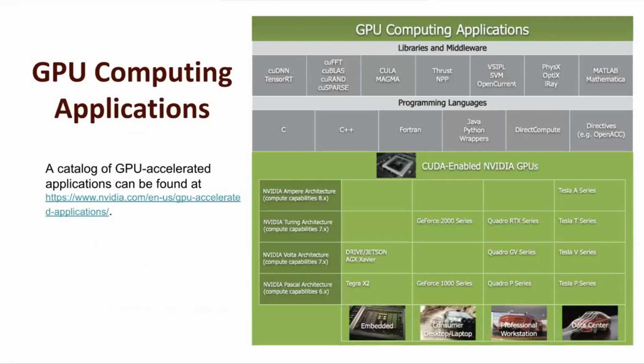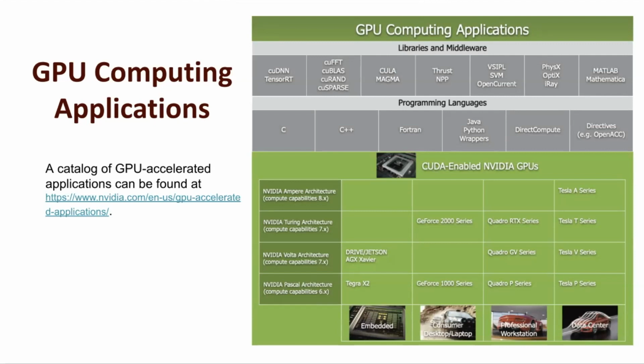So the GPU computing applications could be divided into multiple groups. At the very top, you have GPU computing applications that rely on libraries and middleware. Those are highly optimized by NVIDIA engineers and also third-party providers. They work together to provide those highly efficient libraries. Underneath, you have programming languages: C, C++, Fortran, Java, Python wrappers, OpenACC, and now OpenMP also supports offloading computing to GPUs. And you have CUDA-enabled NVIDIA GPUs.